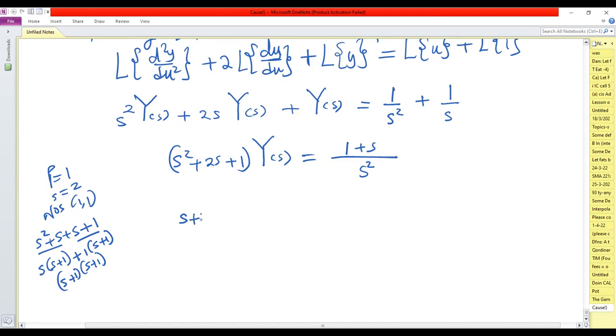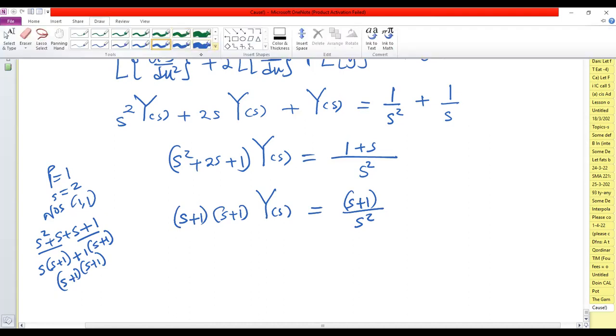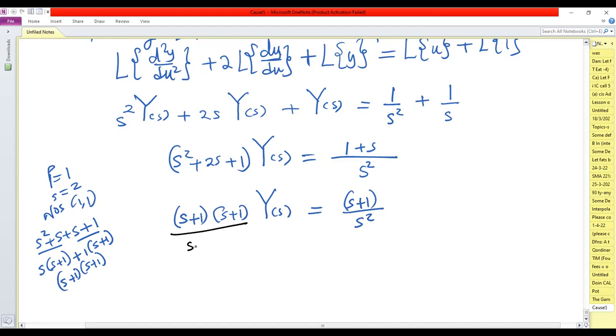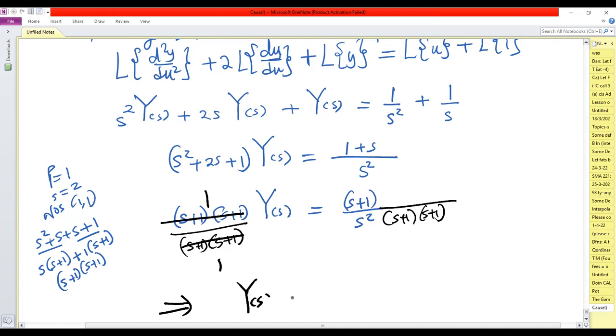So this would be written as s plus 1 times s plus 1 capital Y of s equals, this can be written as s plus 1 divided by s squared. Now, to be able to get the value of capital Y of s, we divide by s plus 1 on both sides, so that on the left-hand side, this cancels out. So we have y of s equals, now this and this cancel out, so that we have 1 over s squared into s plus 1.